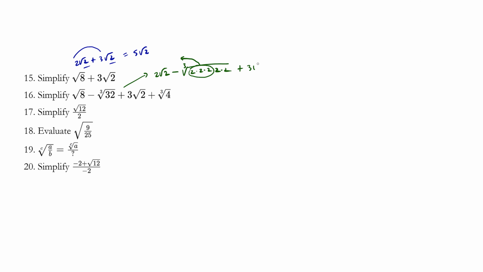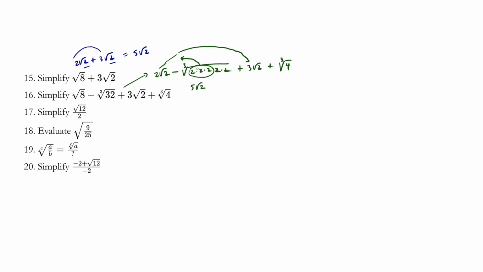Plus 3 root 2 plus the cube root of 4. Unfortunately, this 4 is 2 times 2, but 2 friends cannot break out of this jail. It takes 3 people to break out of this one here. So notice how the 2 here, the coefficient, and the coefficient 3 here, you can add them. So doing that is 5 root 2.